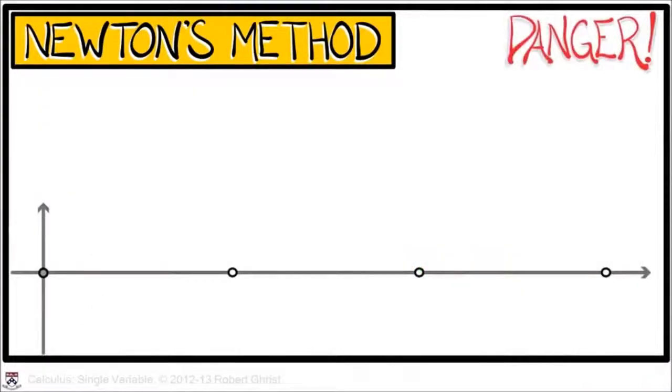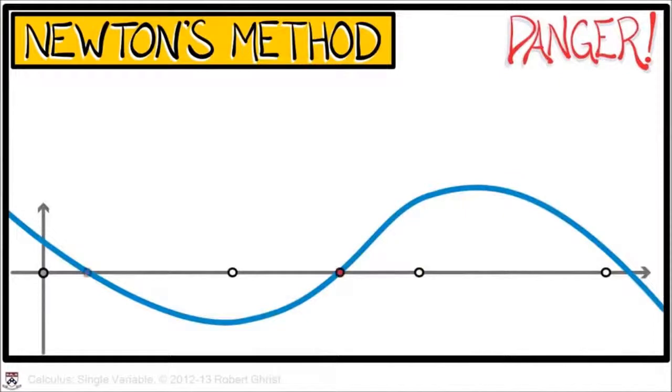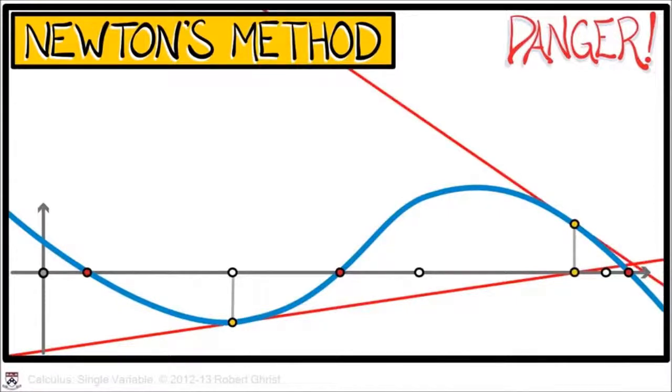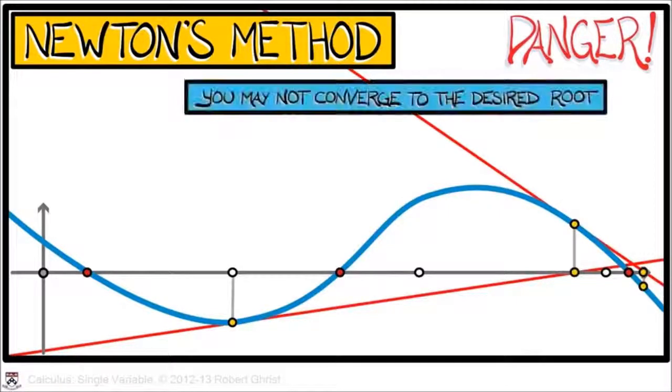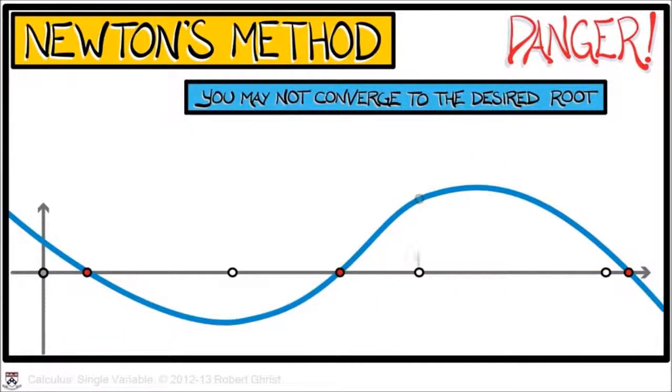But other things can happen. You have to be careful. Let's say you pick an initial condition and start applying Newton's method. One of the things that can happen is that you do not converge to the root you wanted to get. You may converge to a different root. Worse things can happen still.